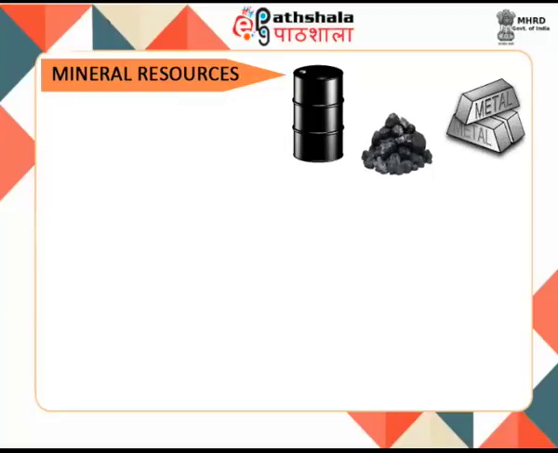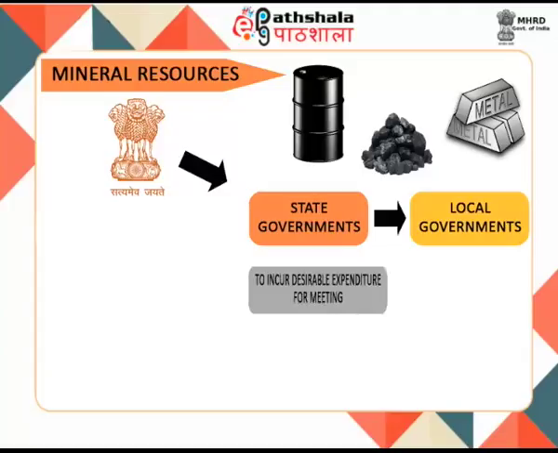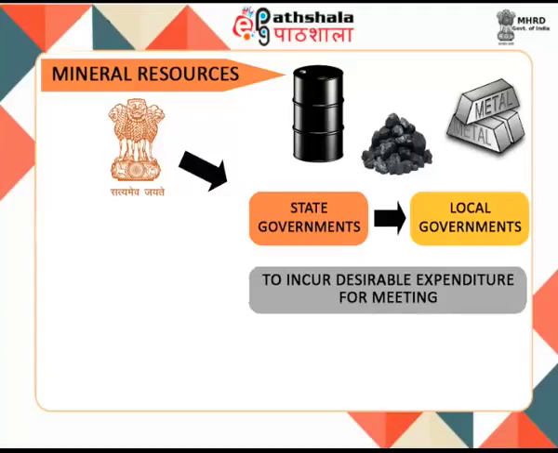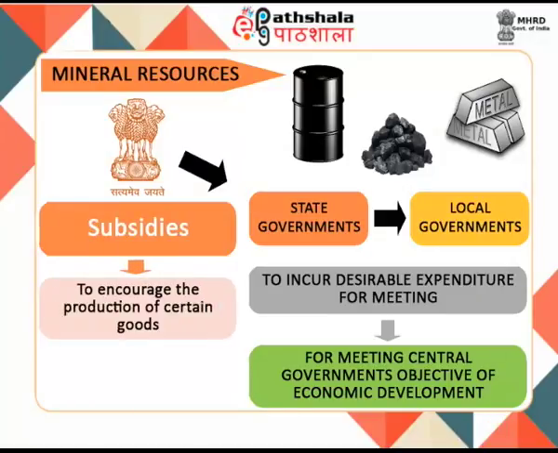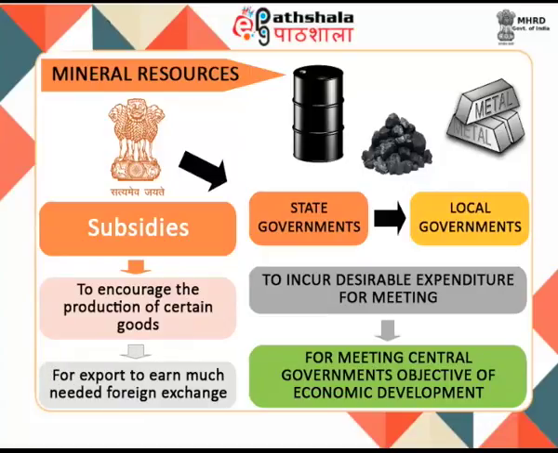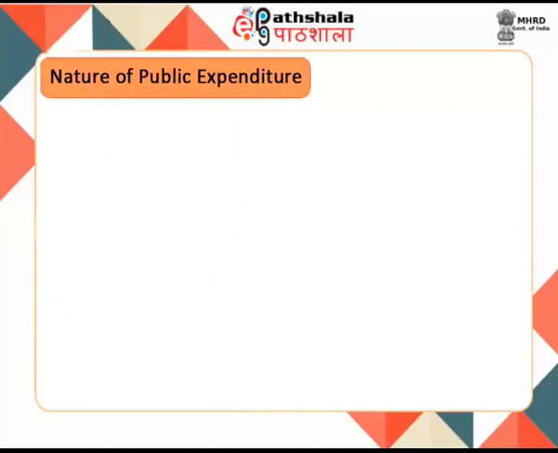The central government gives grants to state governments and the state governments to local governments to induce them to incur desirable expenditure for meeting the objective of economic development. Subsidies also have to be given to encourage the production of certain goods, especially for export, to earn much needed foreign exchange. Nature of public expenditure.